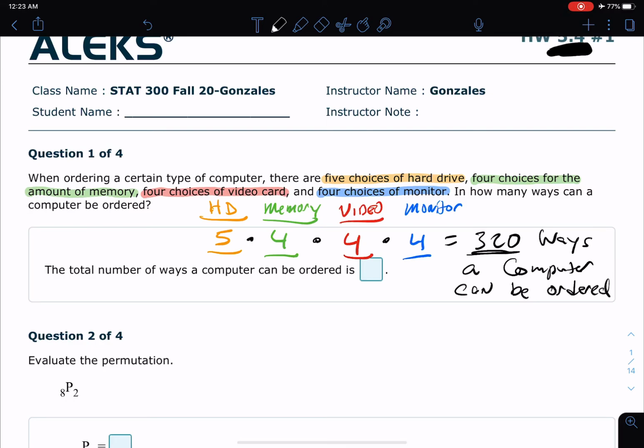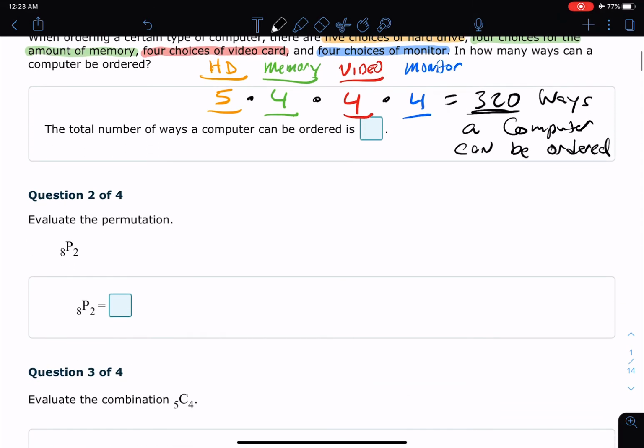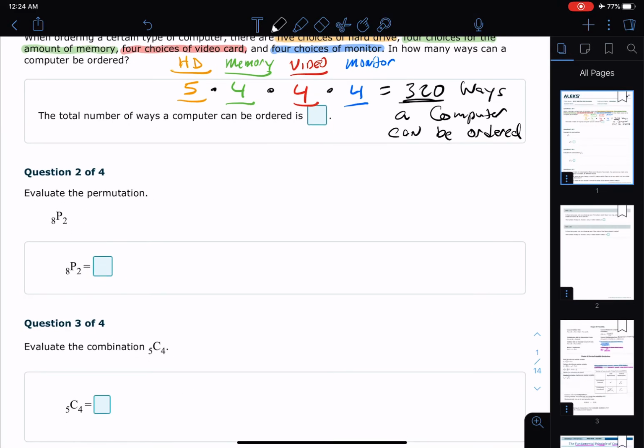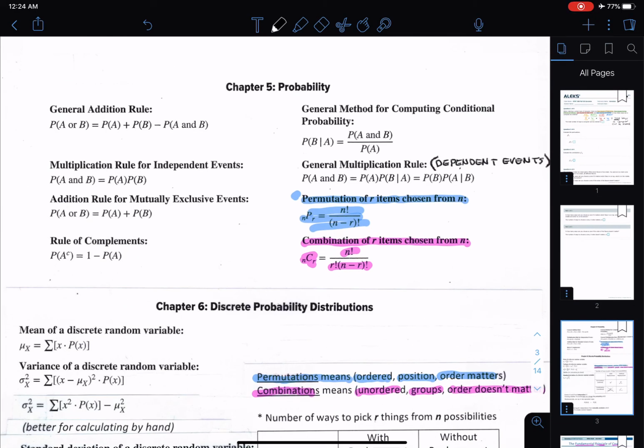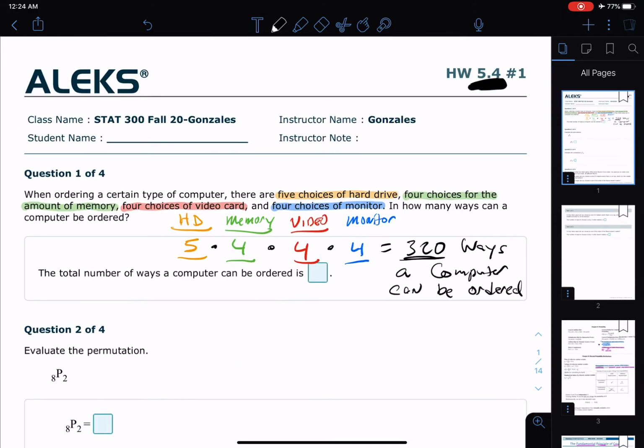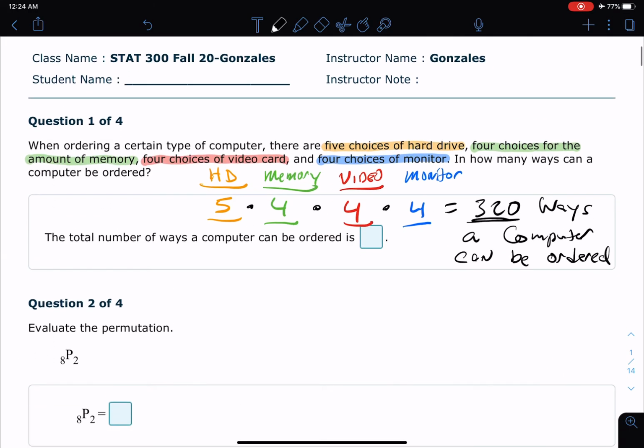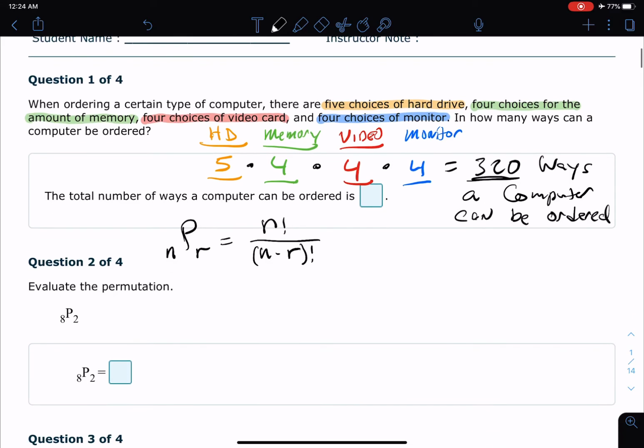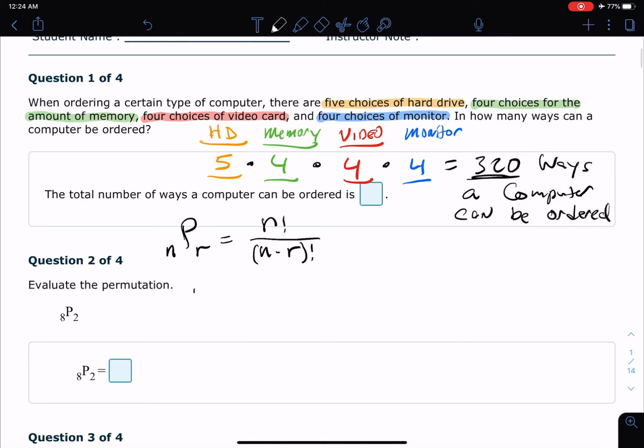Okay, next one. Well, can you do a permutation? Well, remember the formula. Just for your reference, the formula is down here at the formula sheet. We're looking at right here a permutation. It is n factorial over n minus r factorial. So for this particular problem, we want to do permutation of 8 choose 2.